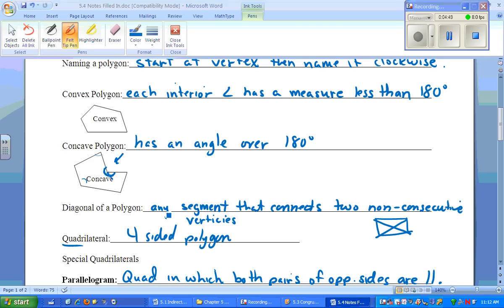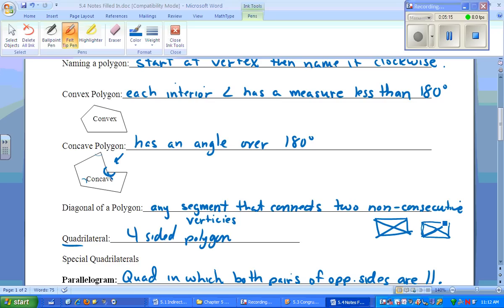Diagonals of a polygon: any segment that contains two non-consecutive vertices. So basically, you could start with a four-sided figure. All right, that's fine. That's a polygon. It's got the four sides. But then with diagonals, we're connecting two non-consecutive vertices, right? Boom to boom. So that would be a diagonal.